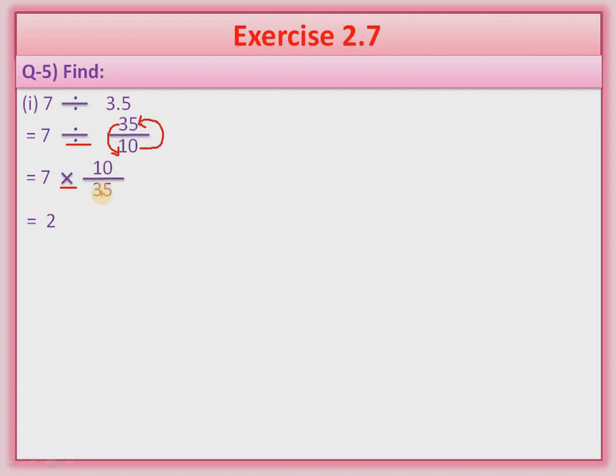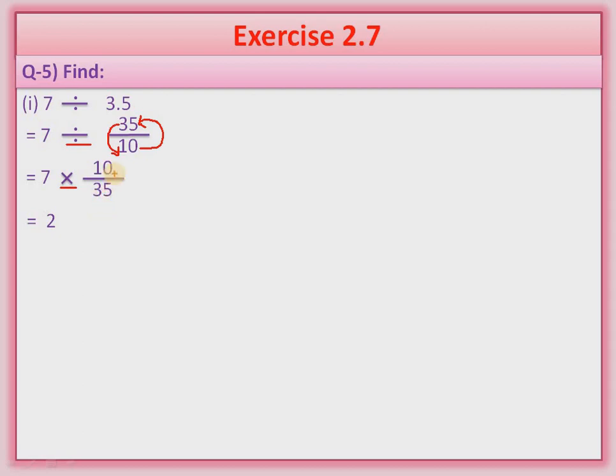Why should the denominator and numerator change places? Because we are converting the division symbol into a multiplication symbol. So 7 multiplied by 10 upon 35.